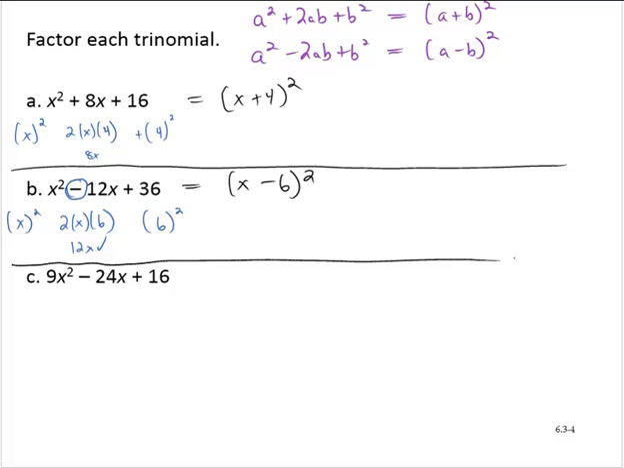9x squared minus 24x plus 16. Again, I look at this and say, well, that first term's a perfect square of 3x. The last term's the perfect square of 4. Does the middle term fit? 2 times 3x times 4. 2 times 3x is 6x. 6x times 4 is 24x. It fits the pattern. And since it's a minus 24x, I can write that 9x squared minus 24x plus 16 is equivalent to (3x minus 4) squared.